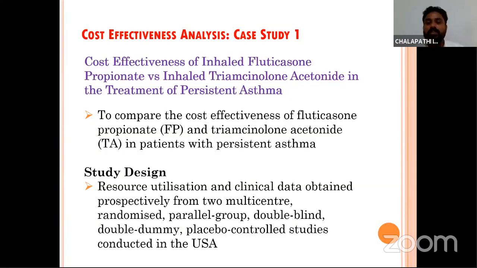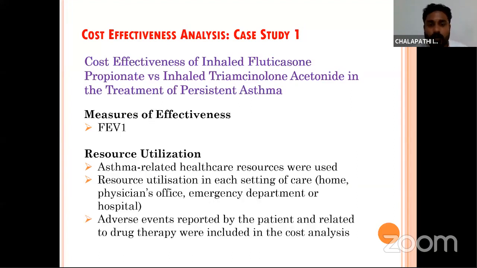So from that they have used the outcomes and resource utilization. You can see the outcomes which they have clearly defined: measure of effectiveness will be taken in terms of FEV1, forced expiratory volume in 1 second. And for resource utilization, asthma-related healthcare resources were used for the resource calculation, like how much they have to utilize for any kind of physician charge, home, everything. Then adverse events were also calculated for the cost analysis.